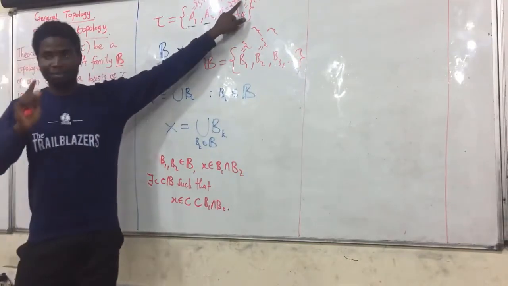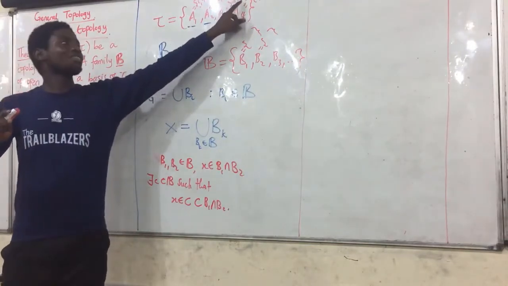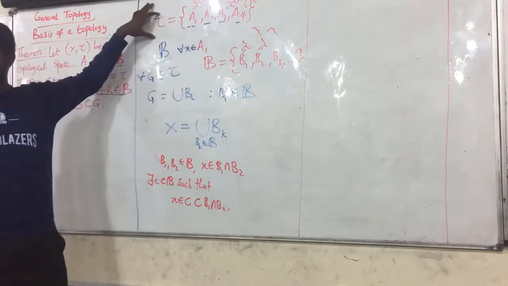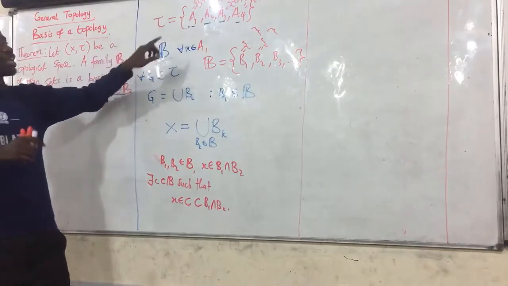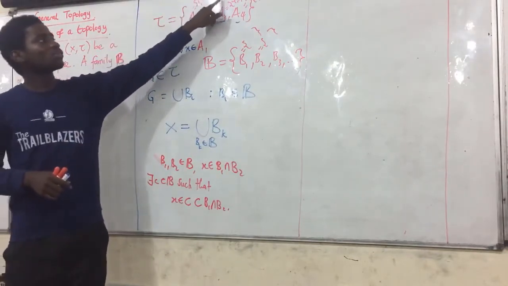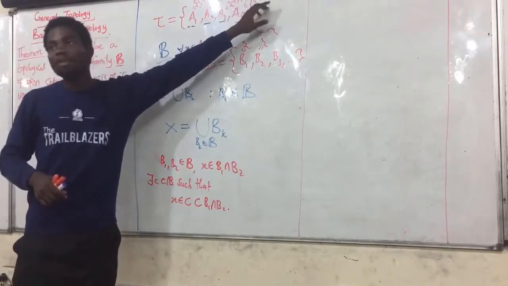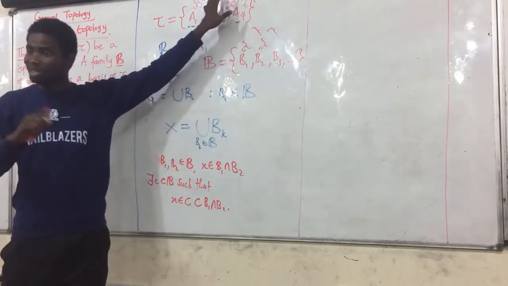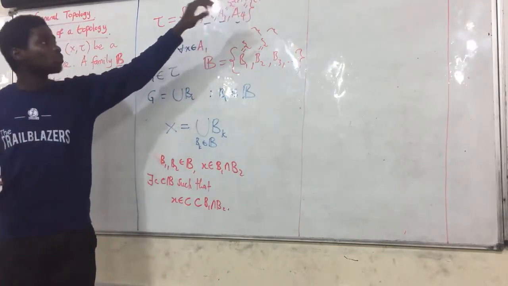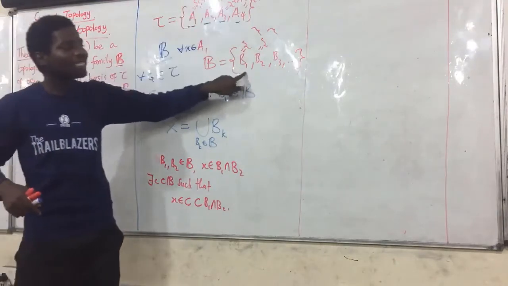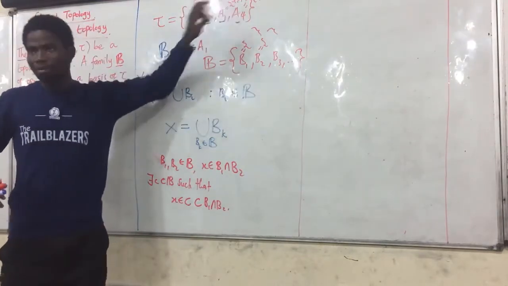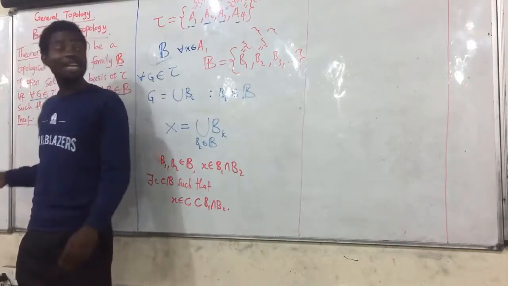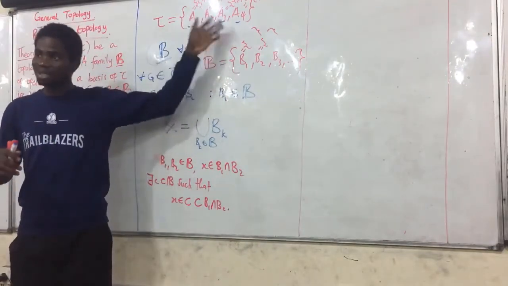If you take 5, 5 is an element of A3, and A3 is inside the topology. Every element, all of these: 1, 2, 3, 2, 3, 4, 4, 5, 6. If you pick any of them, any element you pick here, you will find an element here that also has that value. If that happens, then it's a base.